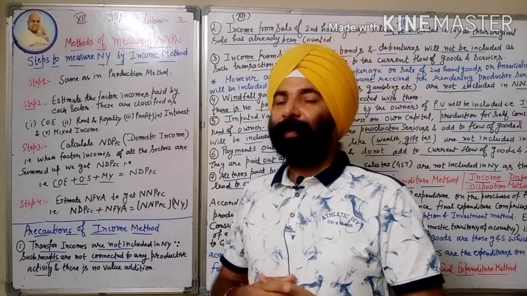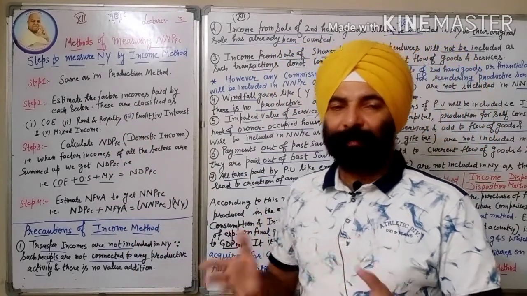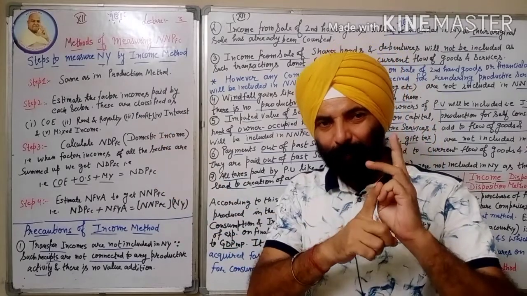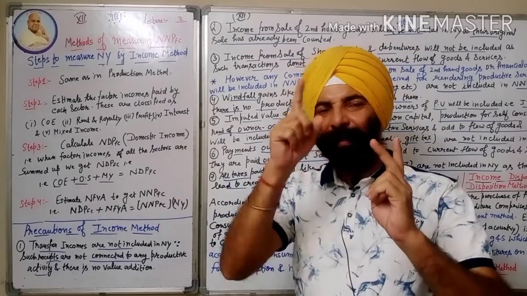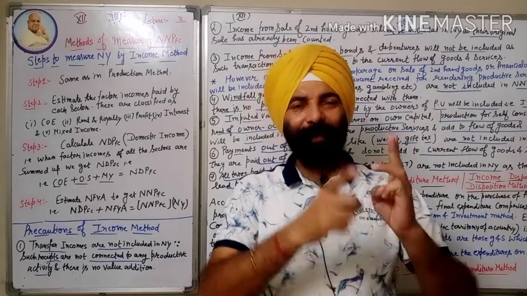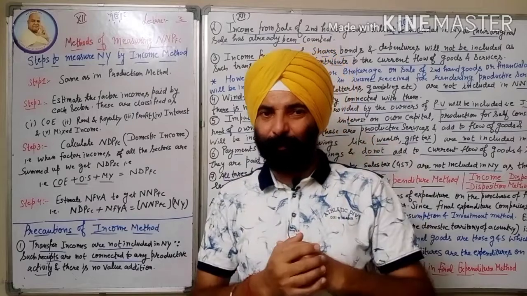Second one, estimate the factor incomes paid by each sector. These are classified as, पढ़ चुके हैं, compensation of employees, rent, royalty, interest, profit, और profit के भी 3 parts: corporate tax, corporate savings and dividend, which is a distributed profit.